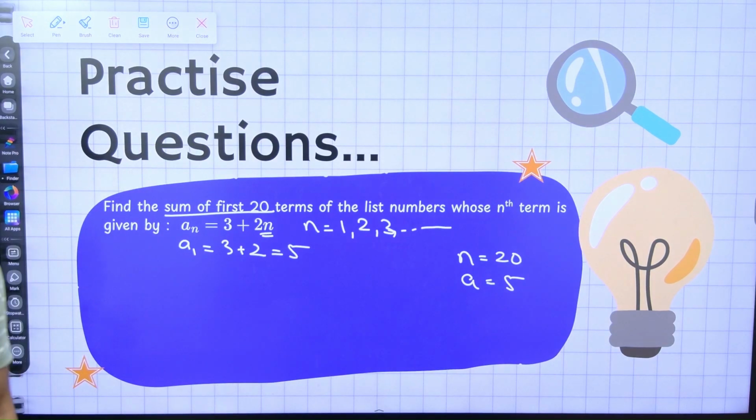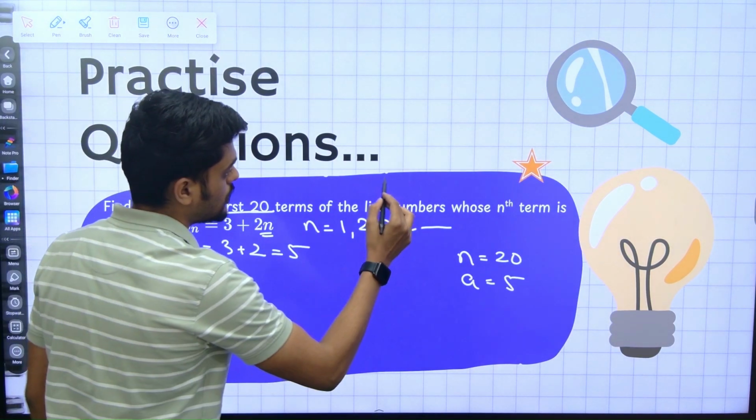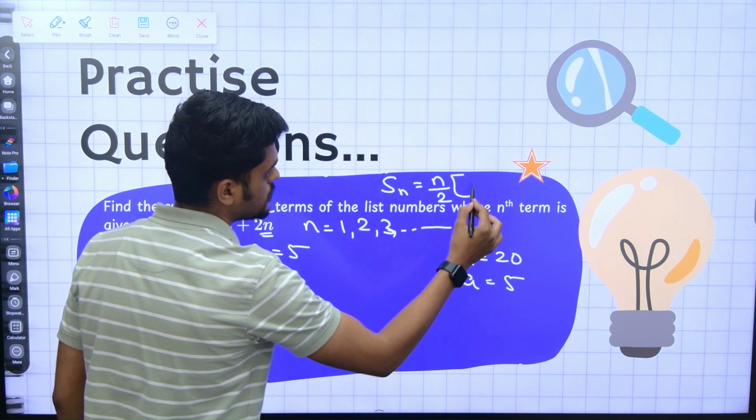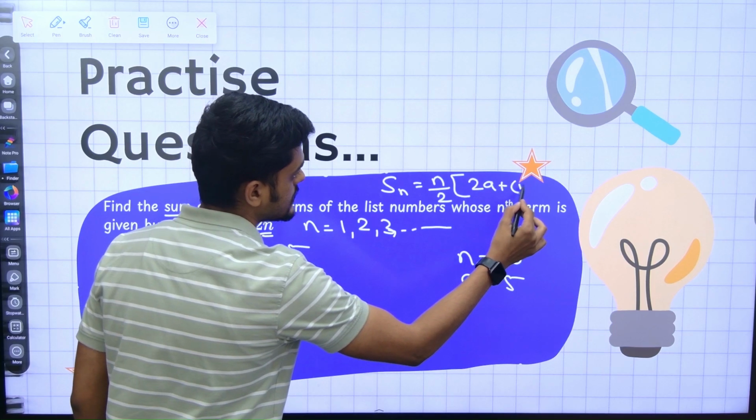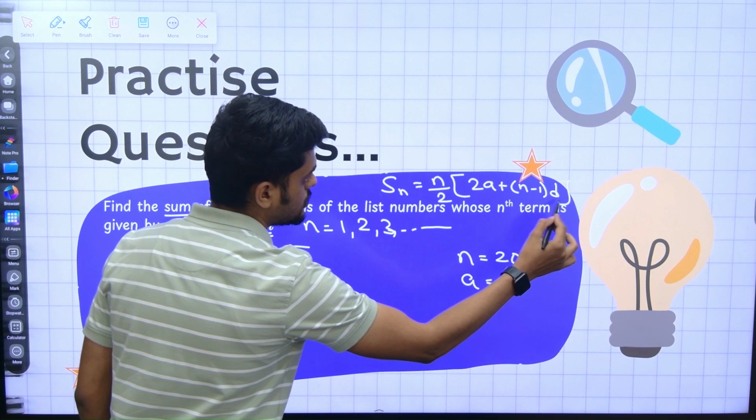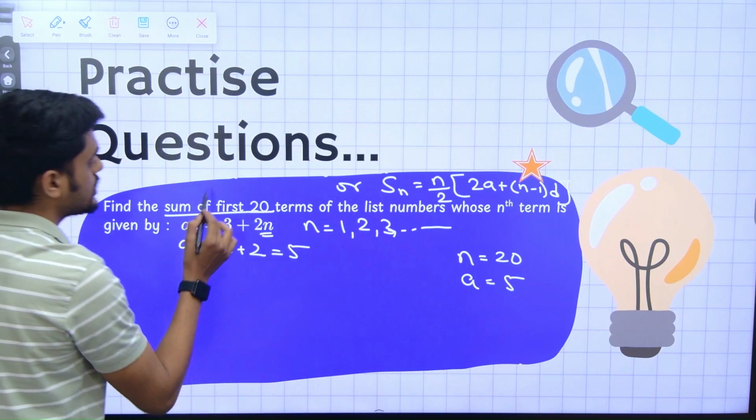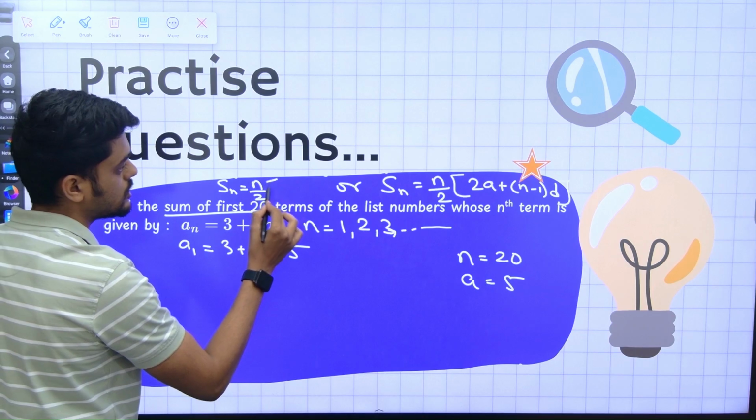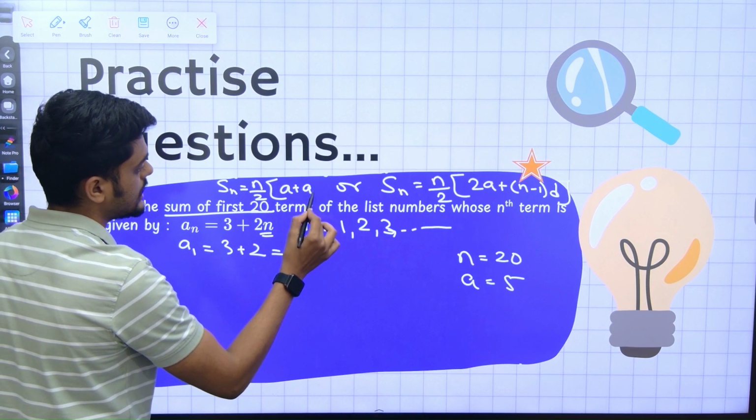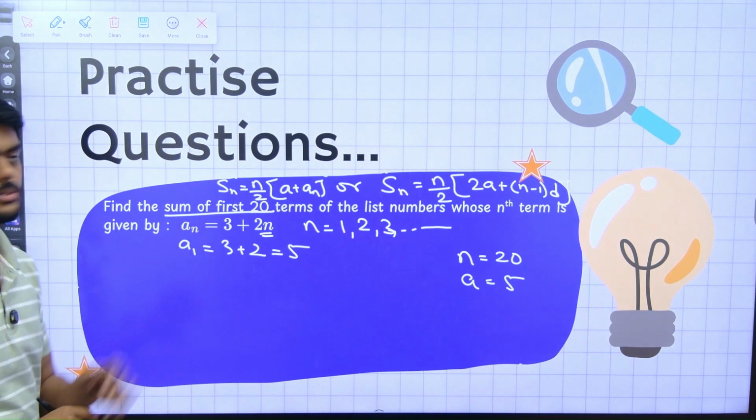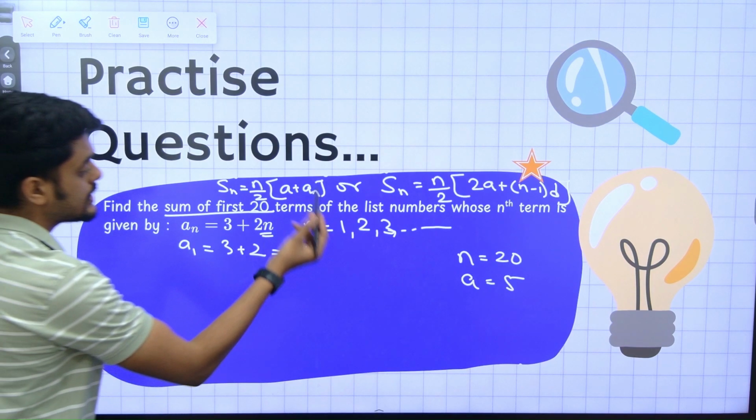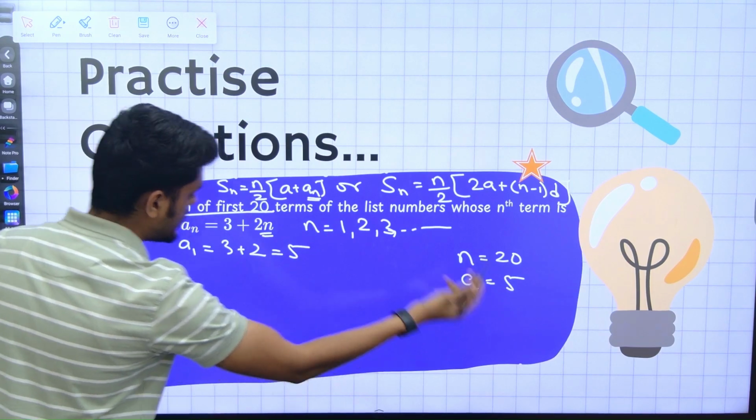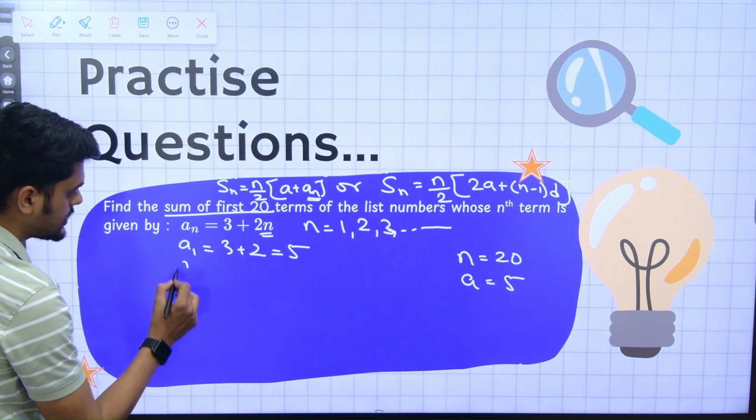Now, what can we do? Try to remember the formula for the sum of n terms. It states as n by 2 into 2a plus n minus 1 into d, or you can also calculate it as the sum of n terms is equal to n by 2 into a plus an. So for this, we need to calculate the nth term, that means the 20th term. Calculate the 20th term directly.